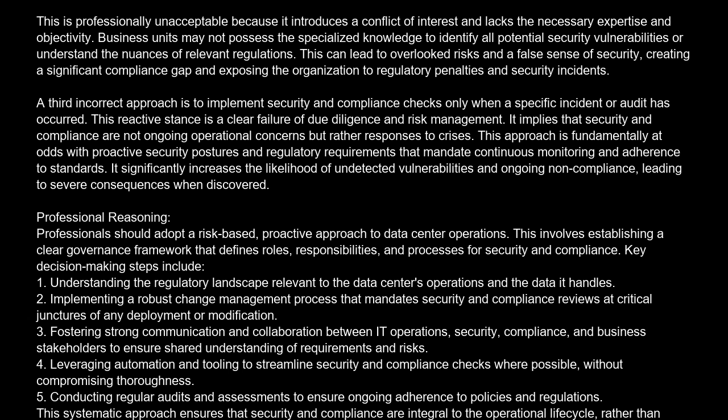modification. 3. Fostering strong communication and collaboration between IT operations, security, compliance, and business stakeholders to ensure shared understanding of requirements and risks. 4. Leveraging automation and tooling to streamline security and compliance checks where possible without compromising thoroughness. 5. Conducting regular audits and assessments to ensure ongoing adherence to policies and regulations. This systematic approach ensures that security and compliance are integral to the operational lifecycle, rather than being add-ons, thereby safeguarding the organization and its stakeholders.